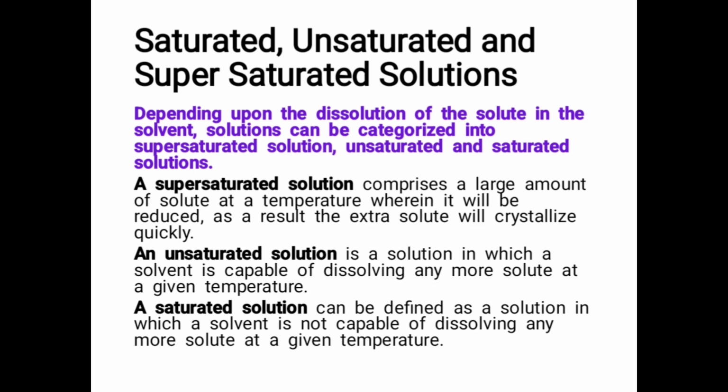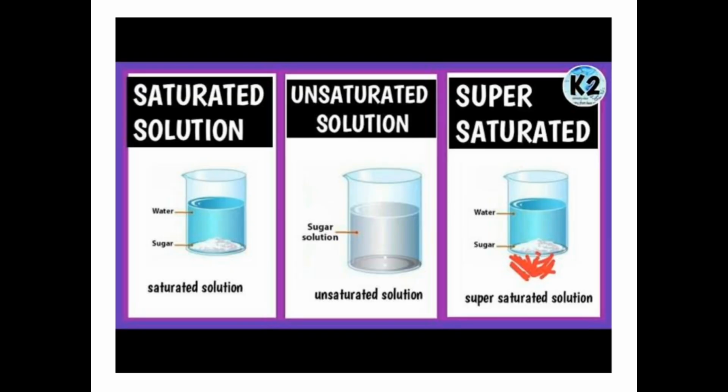In an unsaturated solution, the solvent is capable of dissolving more. Why? Because the solvent is usually more than the solute. So by adding more solute to an unsaturated solution, you are tending towards a saturated solution. It can dissolve more solute. By the time you get to supersaturated, that means you have added more solute to a saturated solution and it contains excess solute, such that at that temperature the solute will start to crystallize out quickly. Now an example of saturated and unsaturated solution is what you've seen here.